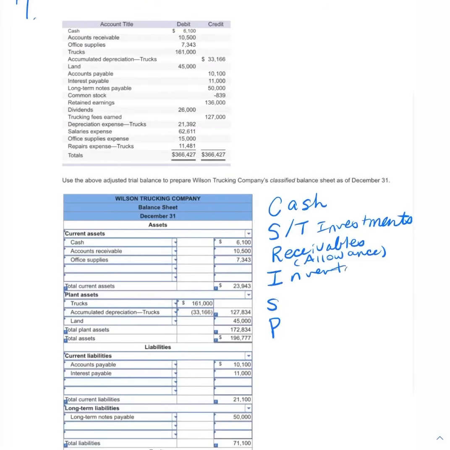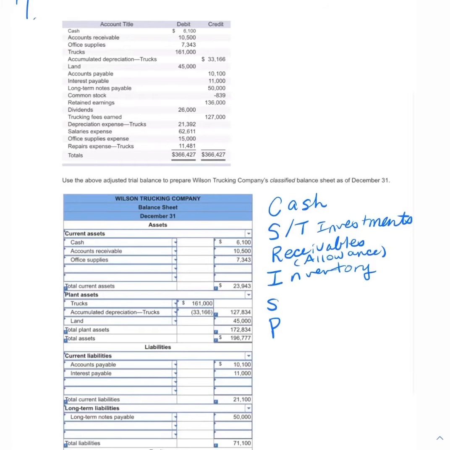So your inventory is going to be the stuff that you have sitting on your shelf ready to sell to clients or to customers, to the public, whoever your client base is. That's your inventory. Why is it less liquid than a receivable? You still have to sell it.